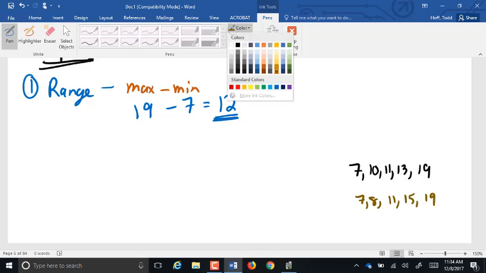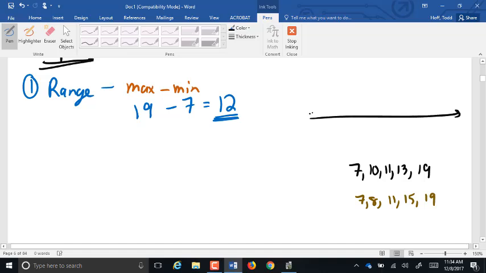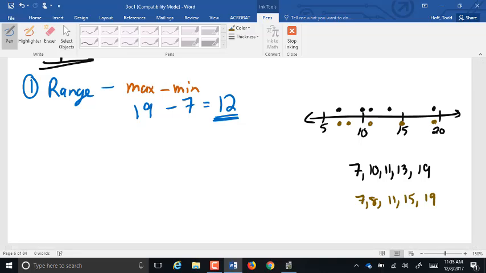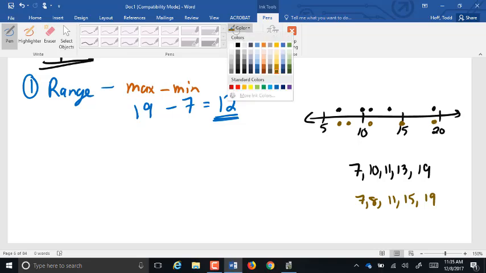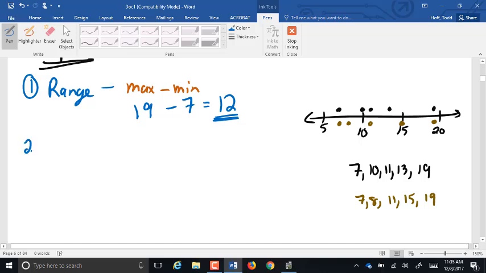Well, if you look at it though, if we did a dot plot, let's do 5, 10, 15, 20 here. So the set with the black numbers, we've got 7, 10, 11, 13, a little space for the 13, 13, and 19. In brown, we've got 7, 8, 11, 15, and 19. Looking at them that way, the brown looks to be a little bit more spread out, doesn't it? But they have the same range. They both have a range of 12. So range is a quick measure of spread, but not a great measure of spread.